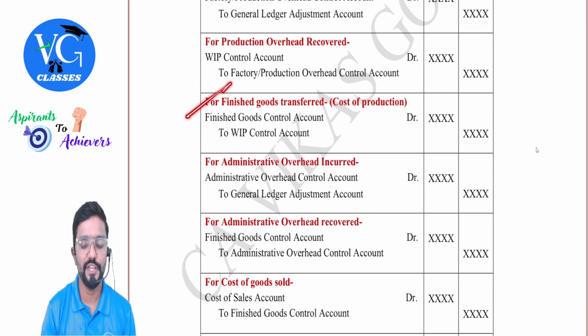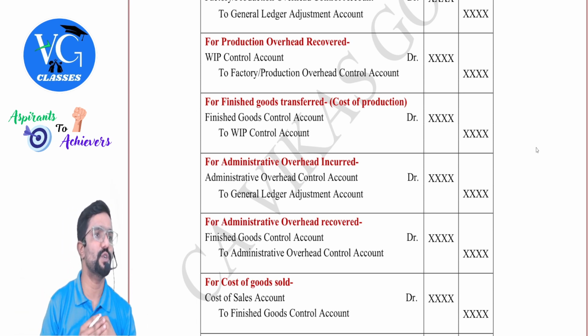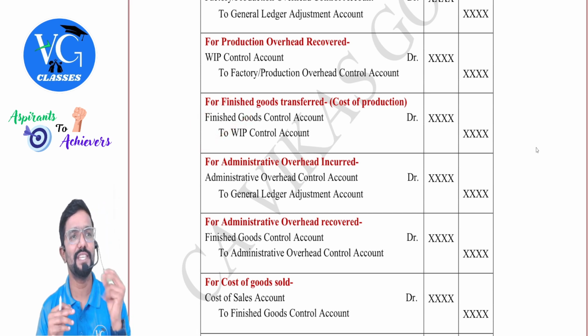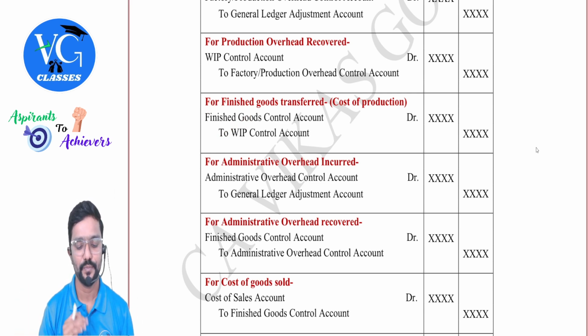Okay. Then for finished goods transferred, where is the manufacturing happening? WIP control account. So when the product is ready, manufactured, we are sending it to finished goods control account. Again, debit the receiver, credit the giver. Who is receiving it? Finished goods. Who is giving it? WIP, credit it.